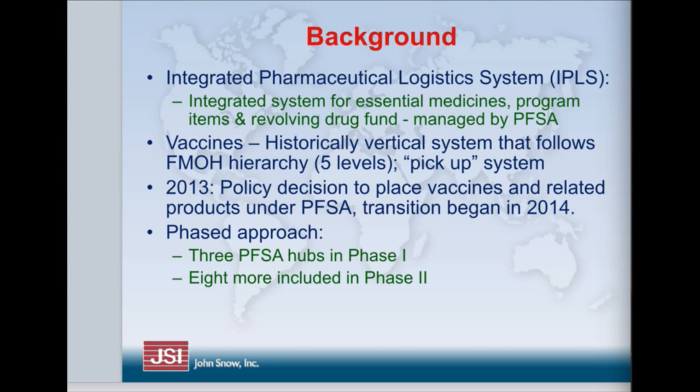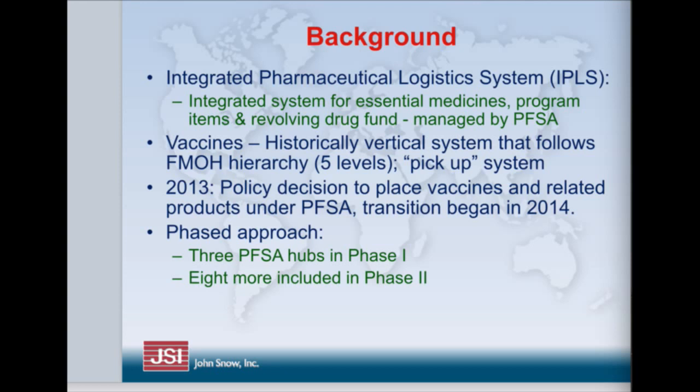Whereas the vaccine has historically been managed in a vertical system that follows the Ministry of Health's five-tiered system, from federal to region, zonal, and district, then to health facilities, and the modality is collection or pickup.